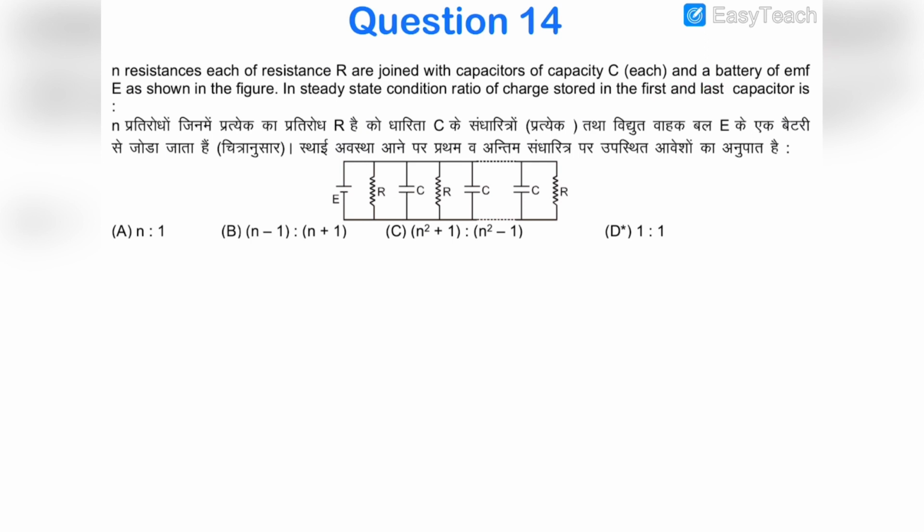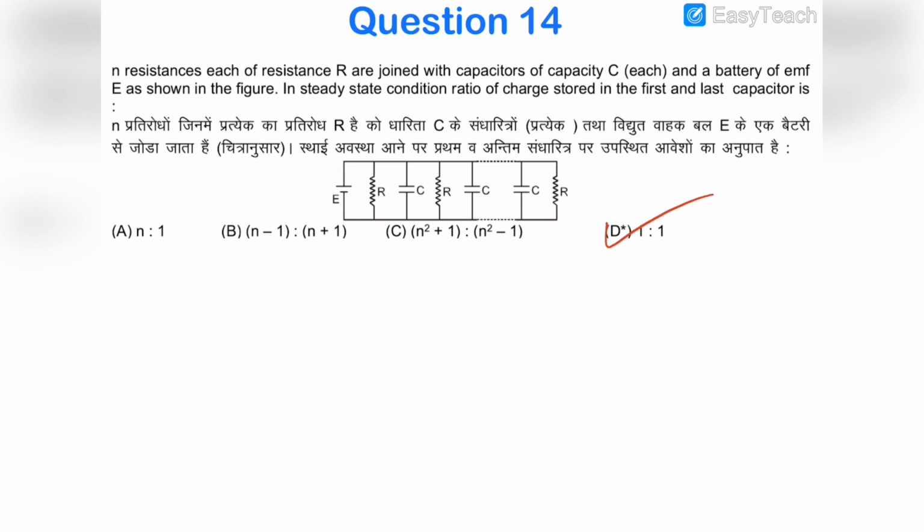Obviously, all of the branches would be having a same potential difference of E because they all are connected in parallel. So a same potential difference of E would be developed across this R, this C, this R, this C, and all of them. So we can easily predict that if all the capacitors are equal and potential difference across them is equal, so the charge stored in them would be also equal, and therefore the ratio of charge stored in them would be 1:1.